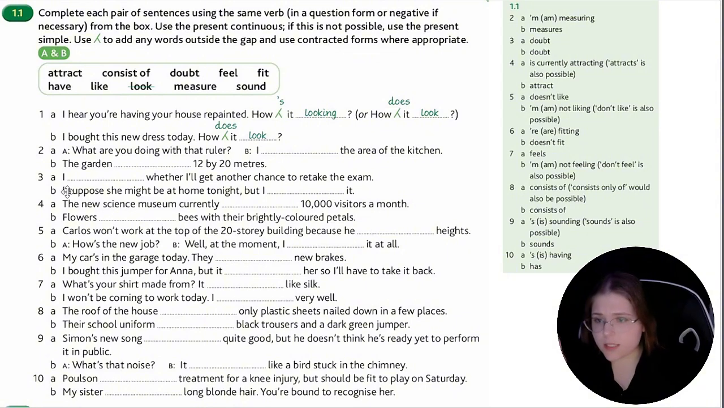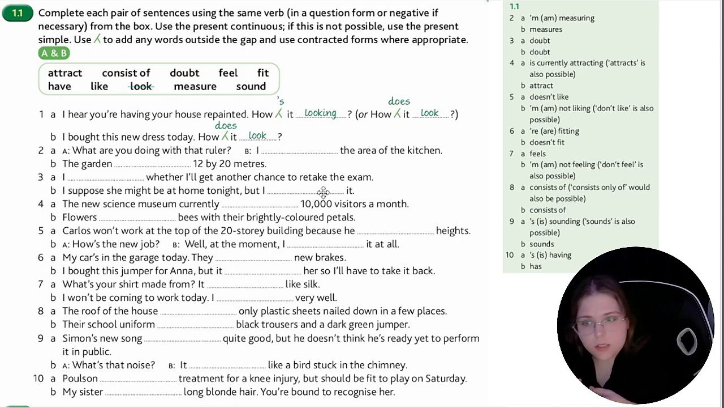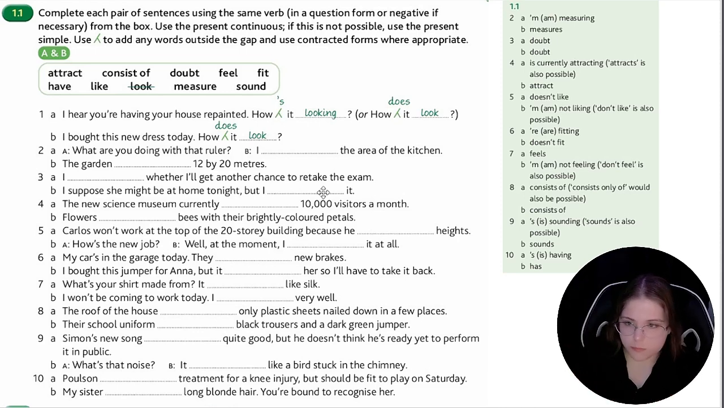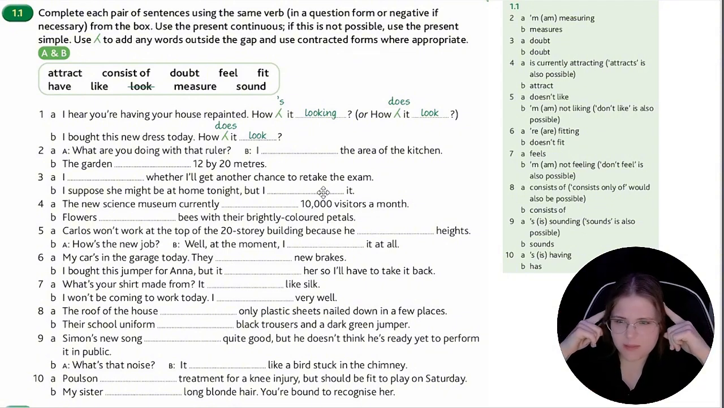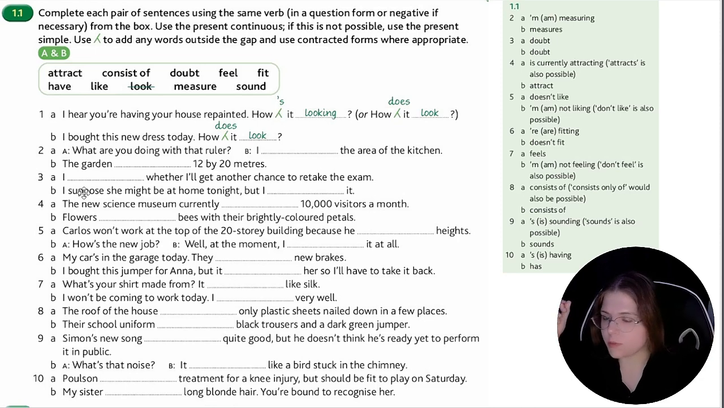Next, I doubt whether I'll get another chance to retake the exam. I doubt, yes or no. I suppose she might be at home tonight, but I doubt it. One more time, I doubt if it is true or if it is false. This is not about the progress in my mind. I just think yes or no. So we use present simple.